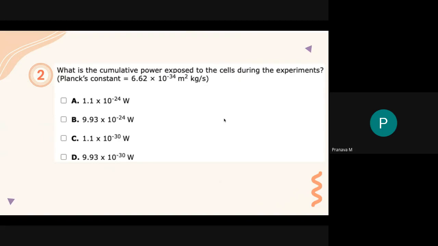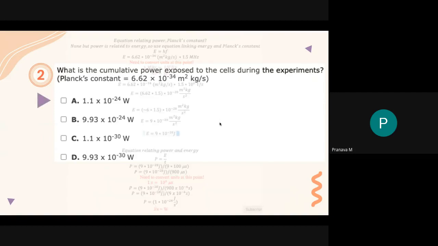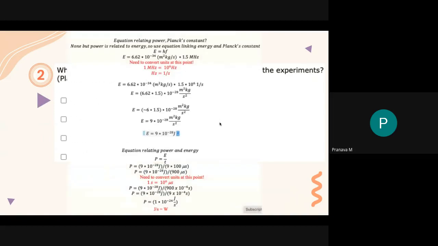The next question, what is the cumulative power exposed to the cells during the experiment? Let's skip to the answer explanation. So the question is asking about power, and it gives you Planck's constant. So you have to think about, is there an equation that relates power to Planck's constant? So there is no direct equation that does that, but power is related to energy.